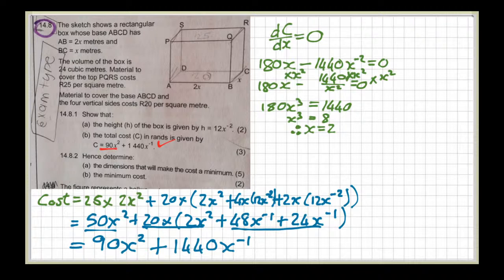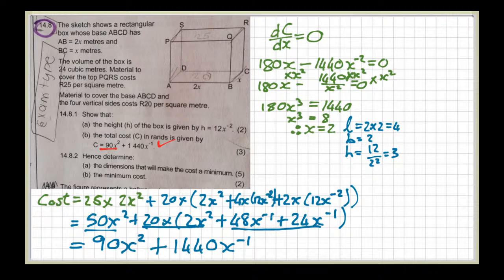I've got my answer. Now I've got x. I'm not done because they ask me for the dimensions. So the length is 2 times 2, so that's 4. The breadth is 2, that's just x. The height is 12 over 2 squared, so that is 3. And there I've got the dimensions.